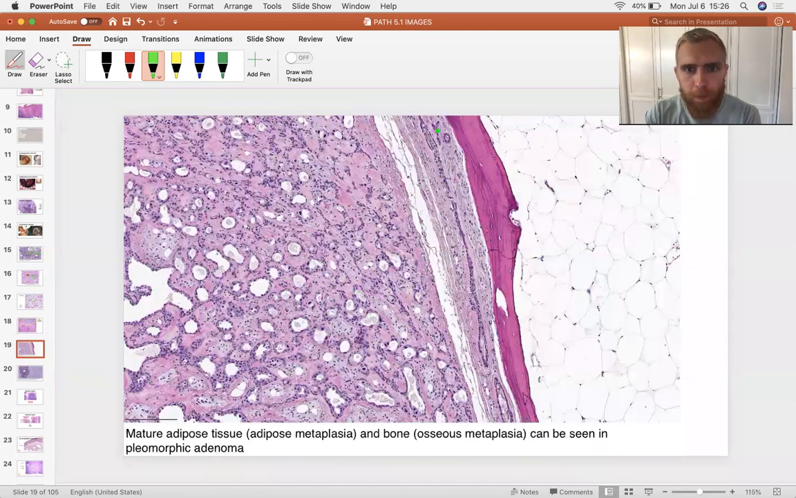Here we even see some bone. That's this pink strip right here. And then on the other side, we're seeing some adipocytes. And this is an example of the type of extreme cellular differentiation that can occur if a tumor is just left in place for a decade plus.